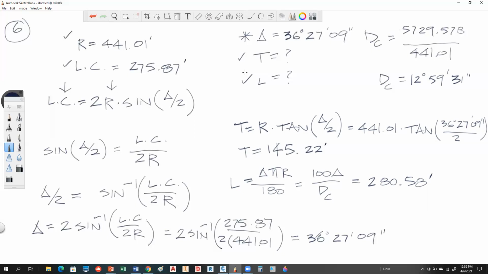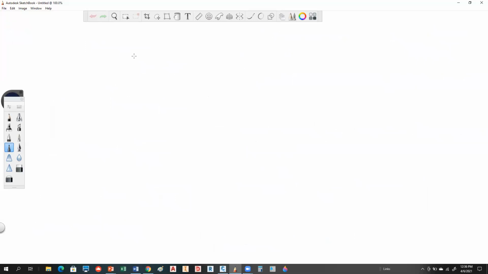Well, let's try one more. I'm going to try number 18 out of the book, okay? That was another one I assigned you. And it tells you that they're giving you a length of arc for the curve and the degree of curve, and they want to know what the central angle is. Okay, they want to know what delta is. So let me solve what we've got here. Okay. So this is problem 18 out of the book.